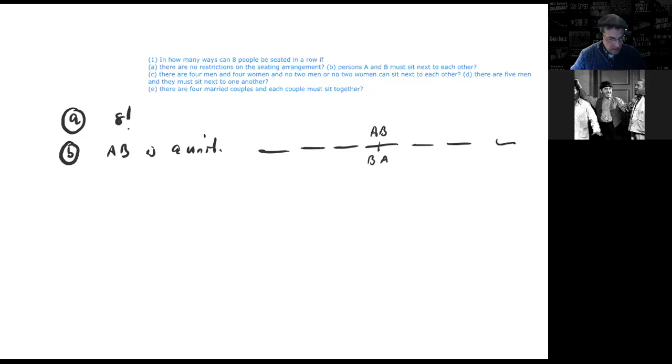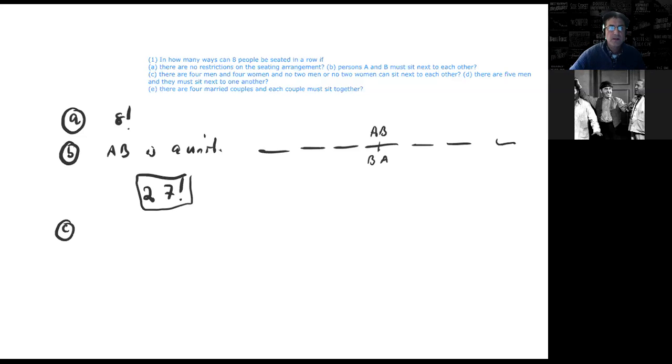So there are 7 factorial ways of seating the units, but then there are 2 choices. We could put A to the left and B to the right, or B to the left and A to the right. So it's 2 times 7 factorial is the answer to this part.